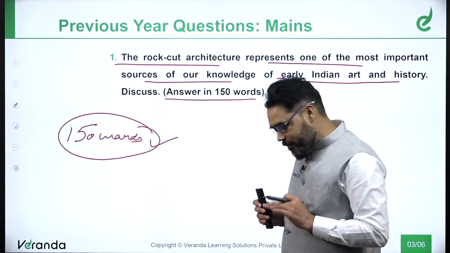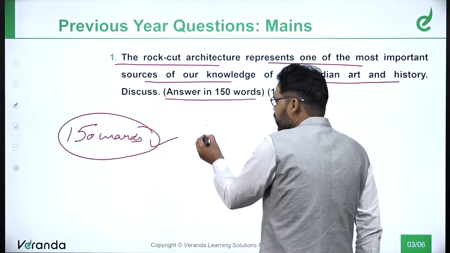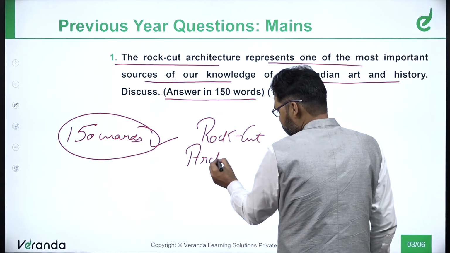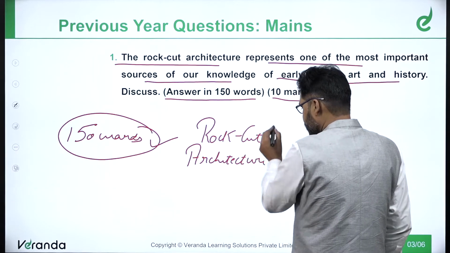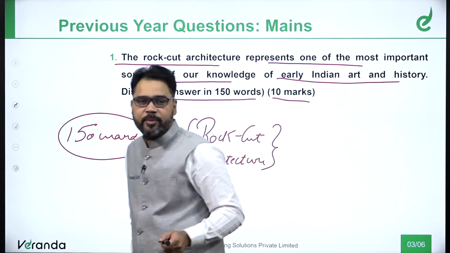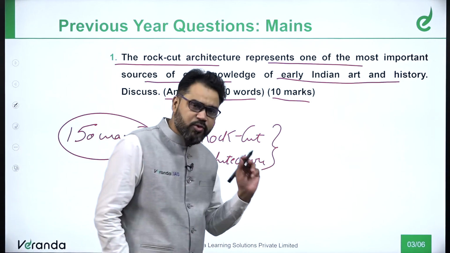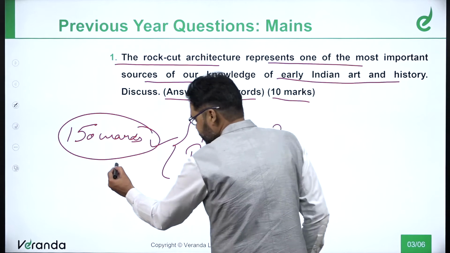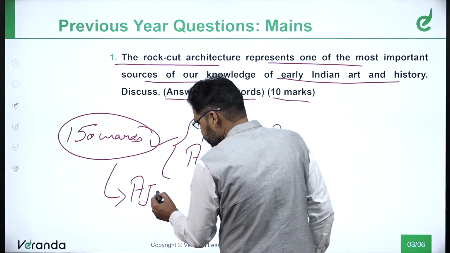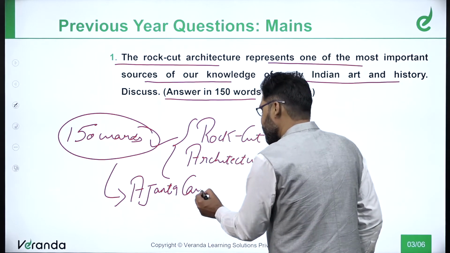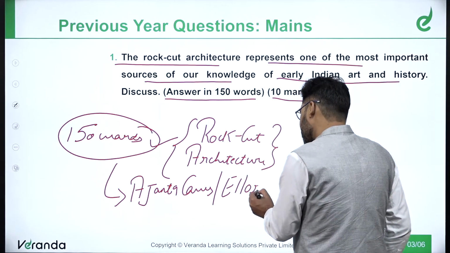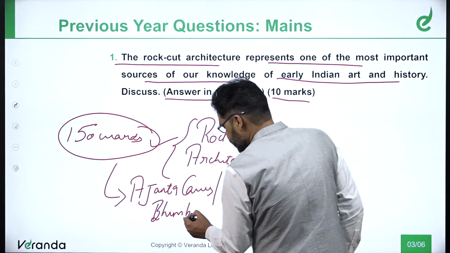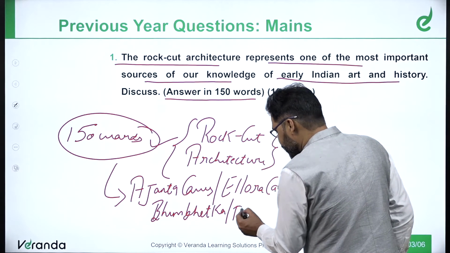Now, whenever I speak about the rock cut architecture, all the important information with reference to it, the most prominent things that we can access would be the Ajanta caves, Ellora caves, Bhimbedka, Mahabalipuram.